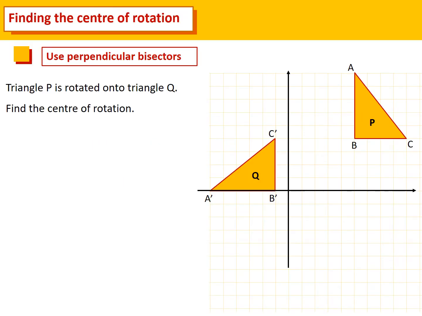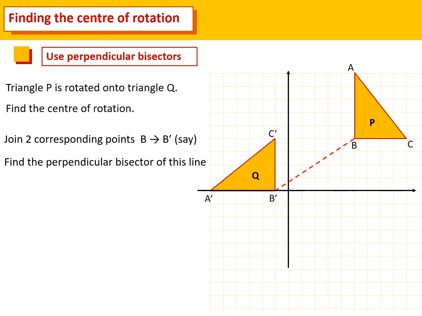Here we have triangle P to begin with. It's been rotated onto triangle Q, and our task is to find the center of rotation. First of all, join two corresponding points. So corresponding points, point B on the object and point B dash on the image, they would be corresponding points. So pick two corresponding points and join them up.